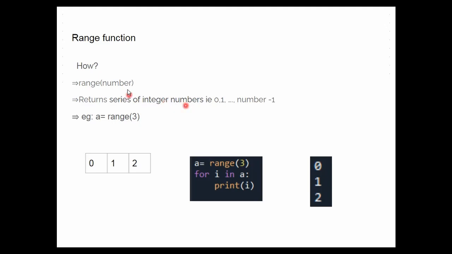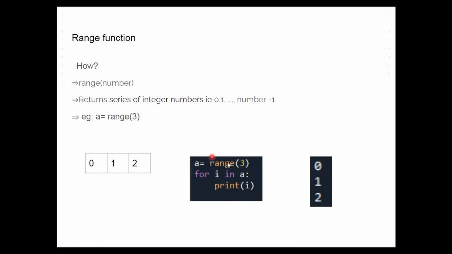For example, here if I'm writing range and within the parentheses I'm writing 3, I want the sequence of integer numbers till this number minus 1. So I will get a sequence starting with 0, starting from 0 till 3 minus 1, which is 0 to 2. So it will generate the numbers 0, 1 and 2. Here we have taken the example range of 3, so the numbers generated will be 0, 1 and 2.